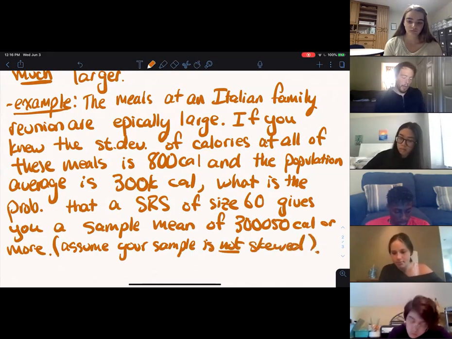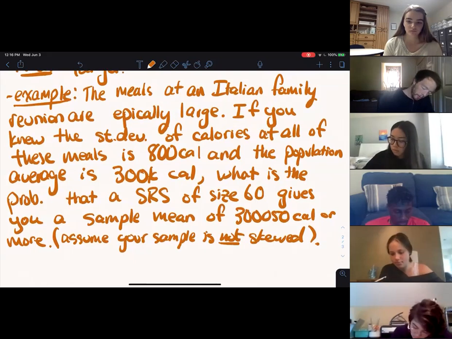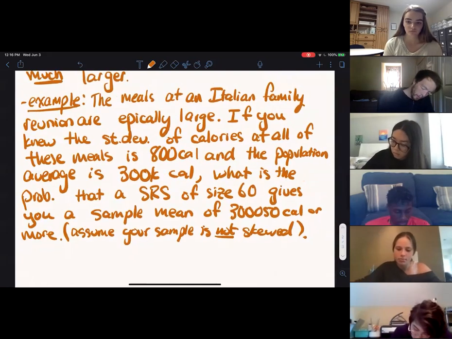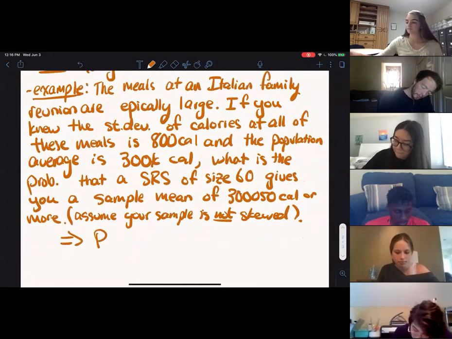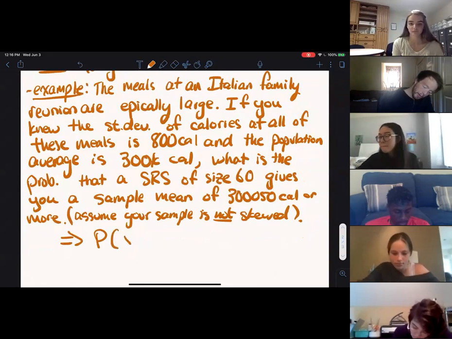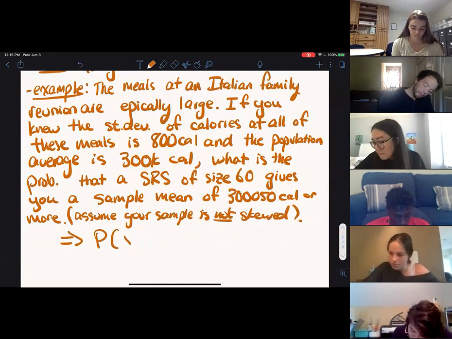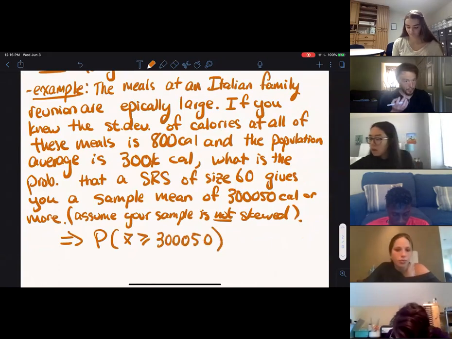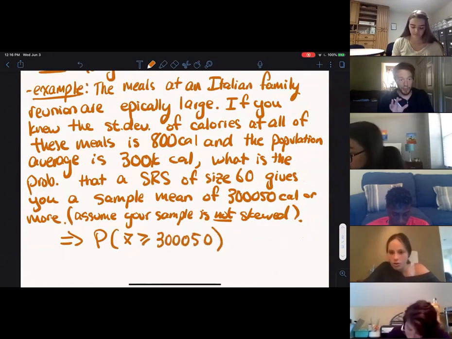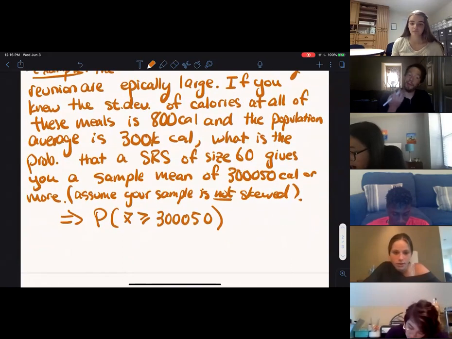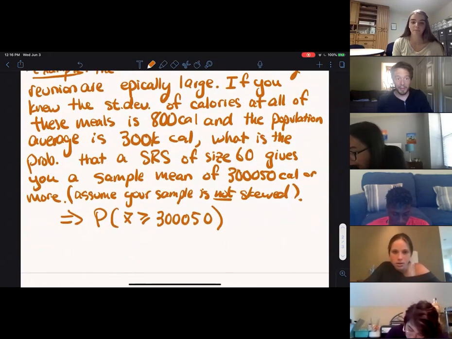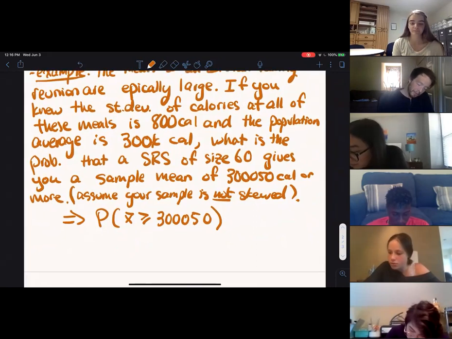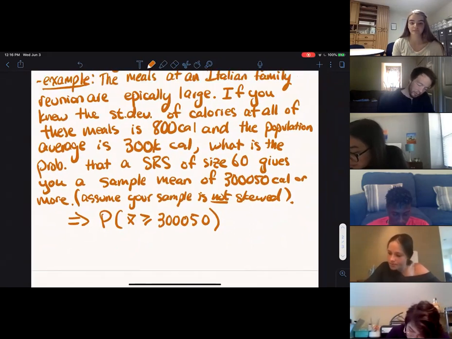So what am I asking here? I want to know the probability that the sample mean, x bar, is greater than or equal to 300,050. If I want to calculate the probability of x bar being in a certain group, I need to know something about the distribution of x bar. And to do that, we need to use the central limit theorem.